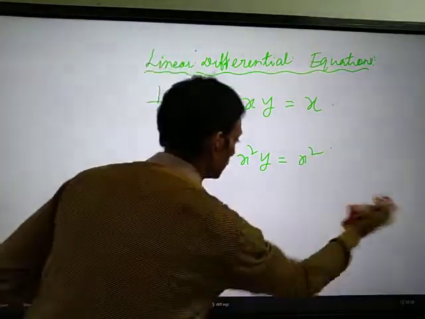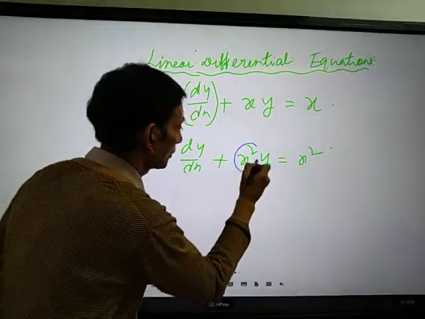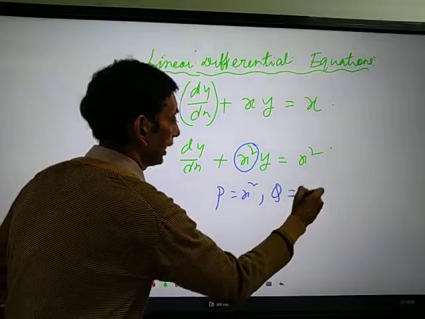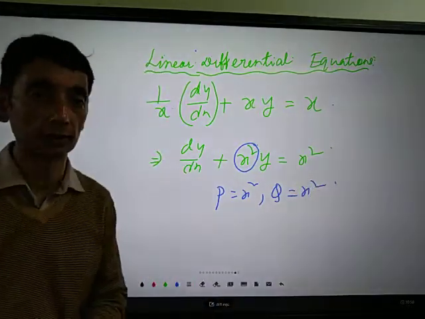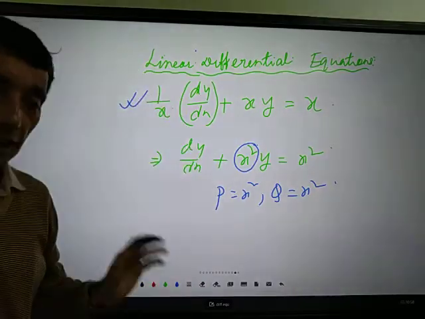So what is p here? Here p is the coefficient of y, so p is x squared and q is also x squared. So both are functions of x. So this is a linear differential equation.